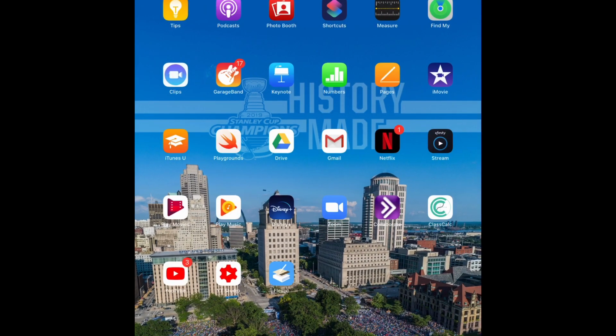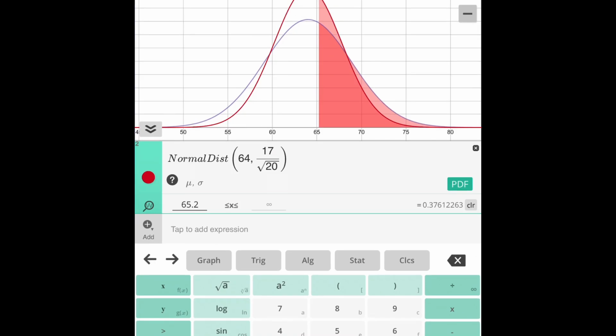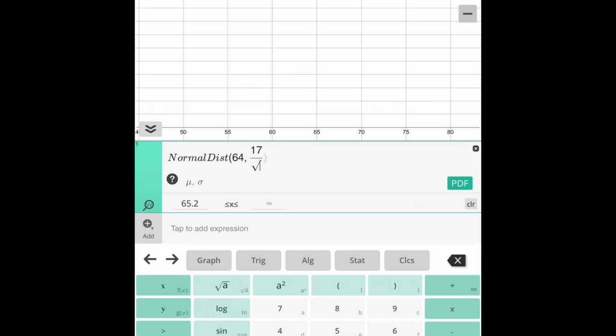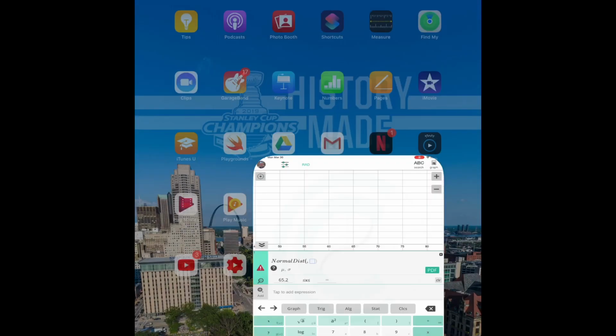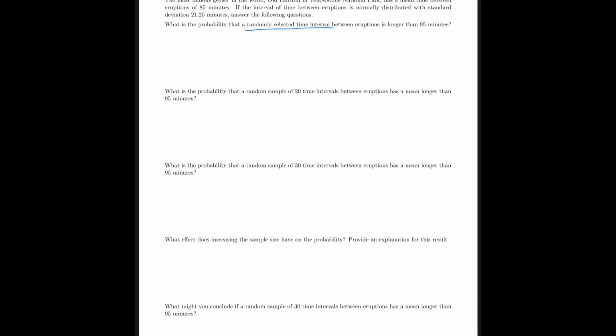So the famous geyser, the most famous geyser in the world, Old Faithful in Yellowstone National Park, has a mean time between eruptions of 85 minutes. If the interval of time between eruptions is normally distributed with standard deviation of 21.25, answer the following questions. So what is the probability that a randomly selected time interval between eruptions is longer than 95 minutes? So notice we're looking at a randomly selected time interval. So that's one data point.